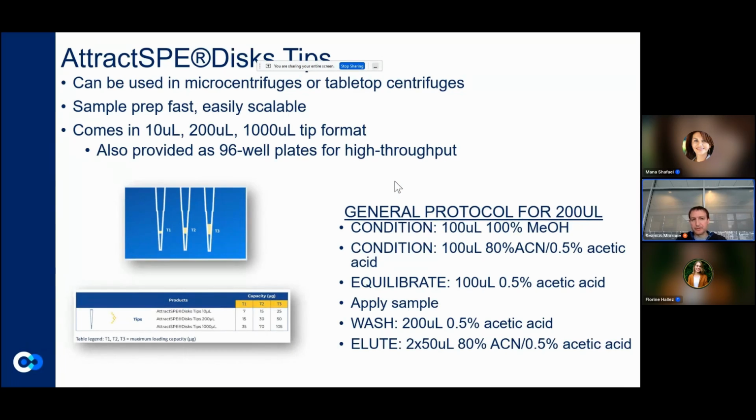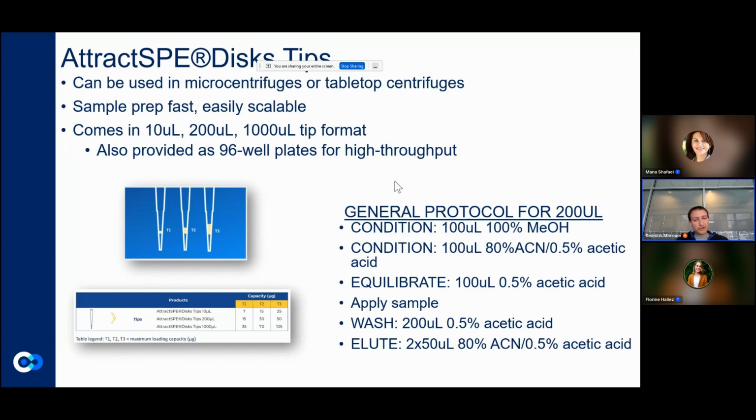And so for the last few years, we've been using Affinisep's Attract SPE disc tips. And as Florian was mentioning, these are pretty fast sample prep. They can be used in microcentrifuges or tabletop centrifuges. They're easily scalable up to 96-well format. You can just stick them in a plate and centrifuge those. They come in a wide variety of different formats, from the 10 microliter, 200 up to 1000, and a 96-well plate. And they have varying capacities from the low microgram range for the 10 microliter format up to over 100 micrograms for the 1 mL format.